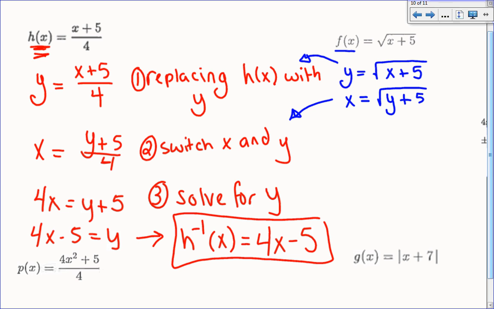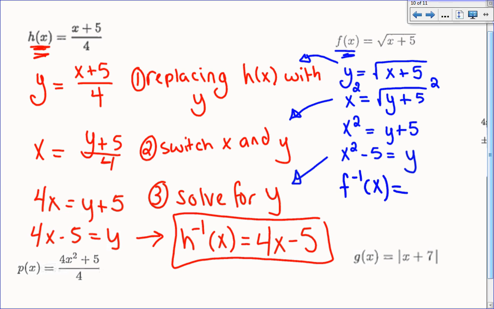Then we want to solve for y. So we can square both sides. We get x squared is equal to y plus 5. And then we can minus 5. So x squared minus 5 is equal to y. So we've solved for y. And then we want to write the equation in inverse notation. So our original equation was f of x. So the inverse of f is equal to what we just got, x squared minus 5.